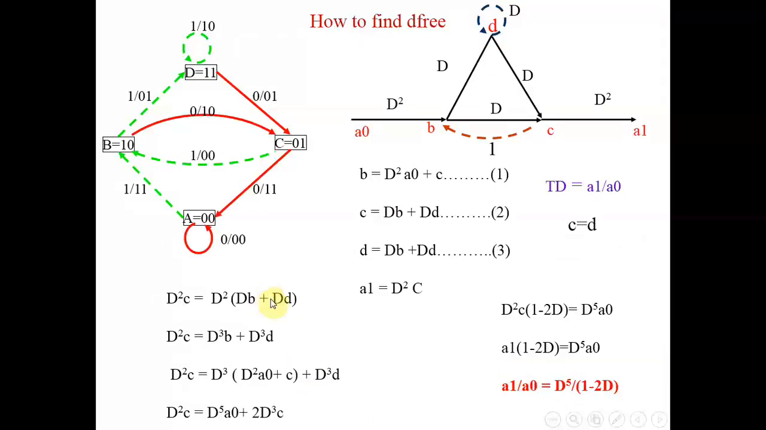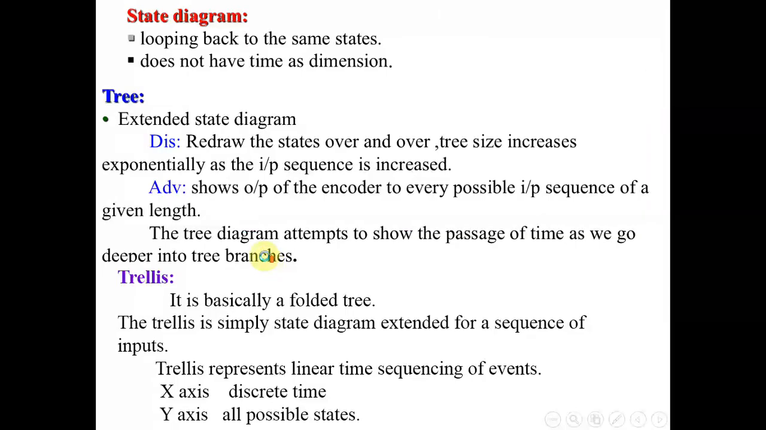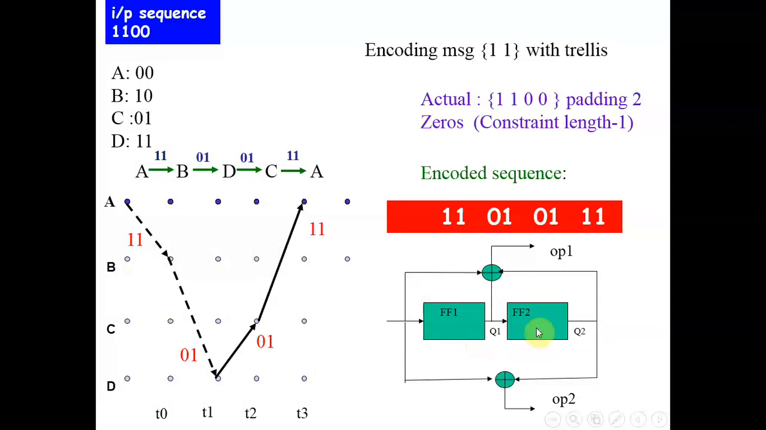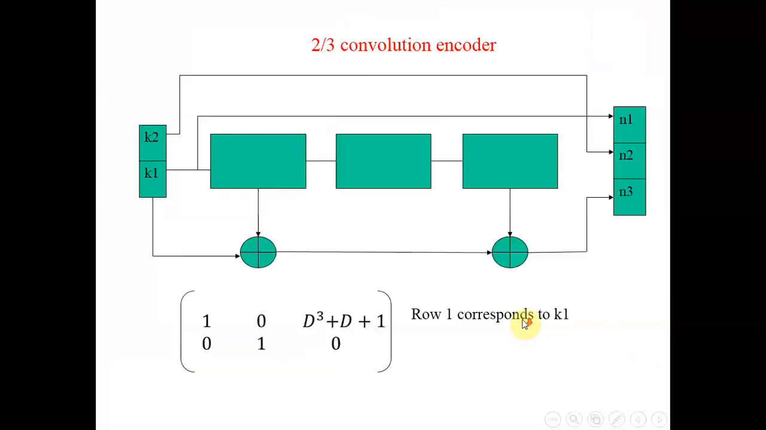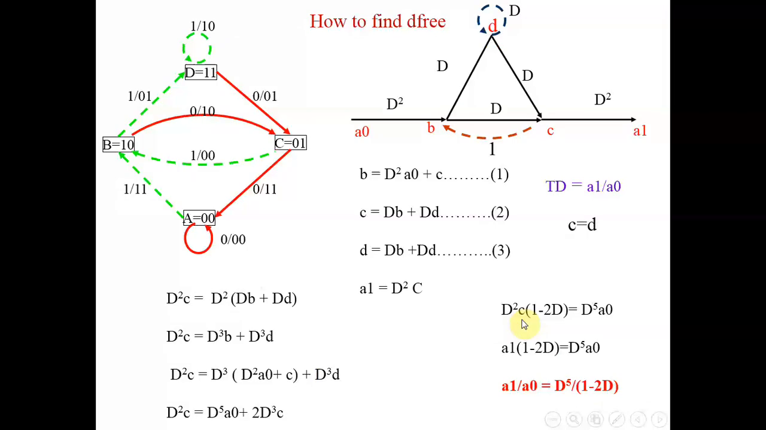Now let's take our own example. This is the state diagram. Which convolution encoder am I referring to? I am referring to this convolution encoder, right? Now let's see how I am calculating D free from this.